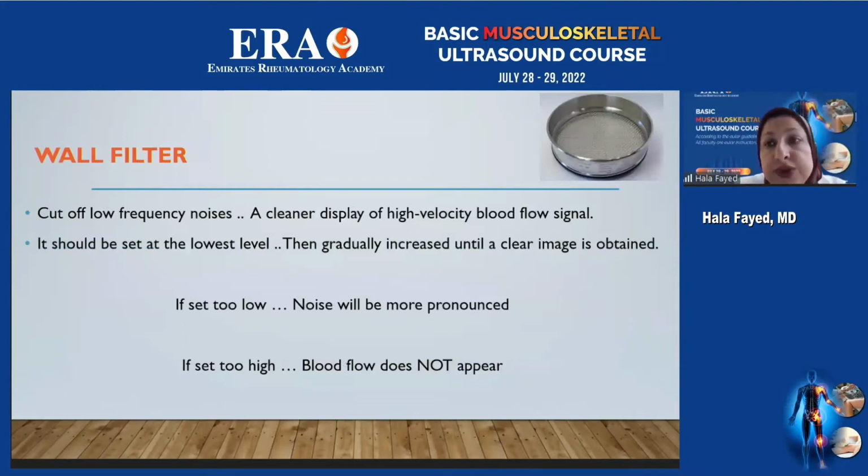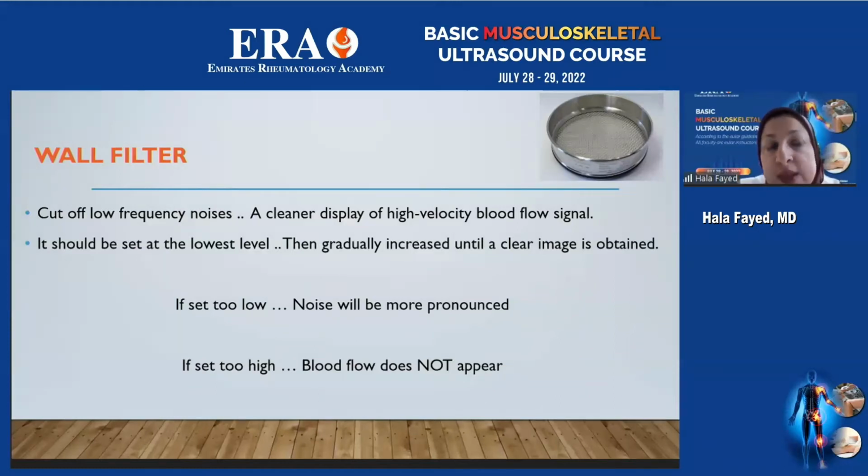The wall filter, we can say it's something like a sieve, and it is the principal base for the radar. Its value is to cut off low frequency noises, so a cleaner display of high velocity blood flow signal is received. Again, as we said, the PRF and wall filter are proportional to one another, or they are linked together. So it is again set at the lowest level.